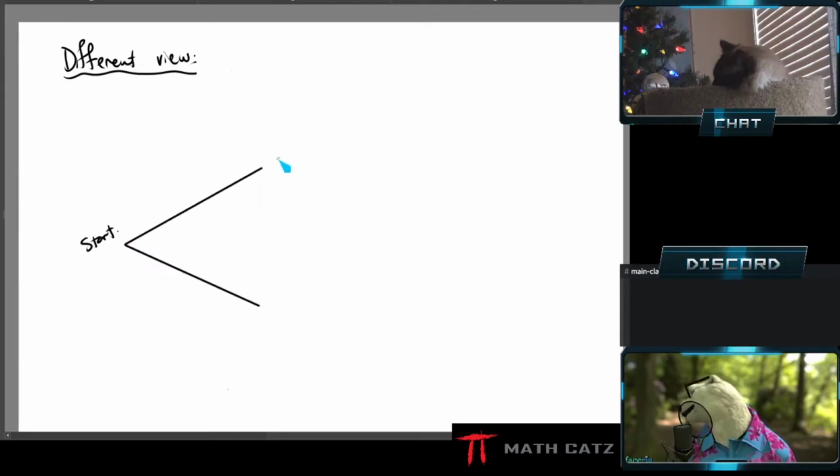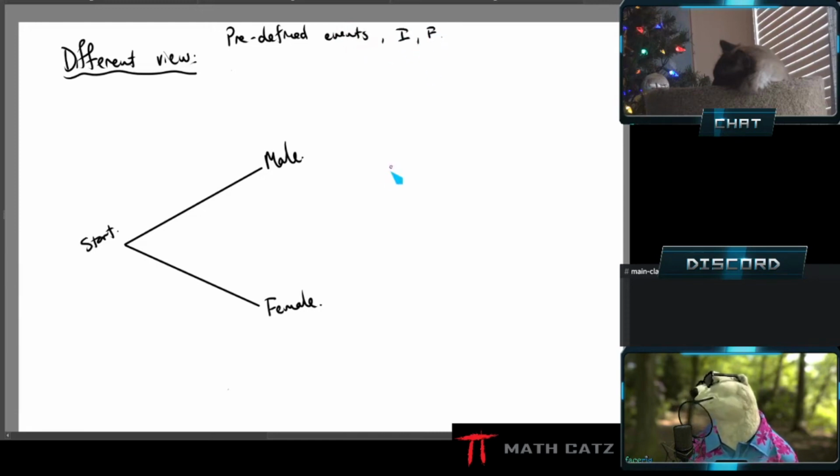And my first question is going to be, are you male or female? Now, I'm just going to write this in words for now. We will update this in a second according to our predefined, already defined events, I and F, like before. For now, let's just do it in words to see what this tree is trying to say.